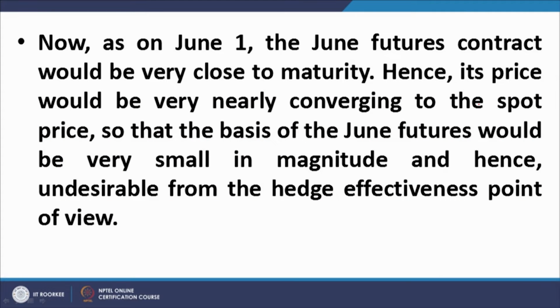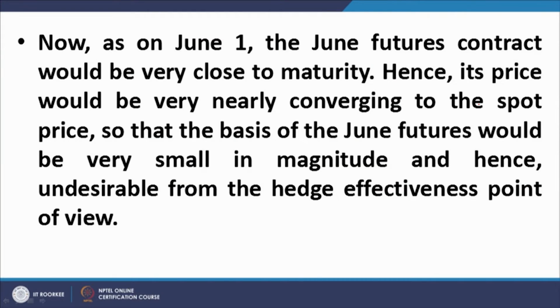However, now is the catch to the problem. Let us look at it very carefully. Now, as on June 1, the June futures contract would be very close to maturity. The June futures contract matures on the 3rd Wednesday of June, and we are at June 1. So, we are pretty much close to the maturity of the futures contract, and therefore, its price would be very close to the spot price, as a result of which the basis of the June futures contract is going to be very small in magnitude, and hence undesirable from the hedge effectiveness perspective.